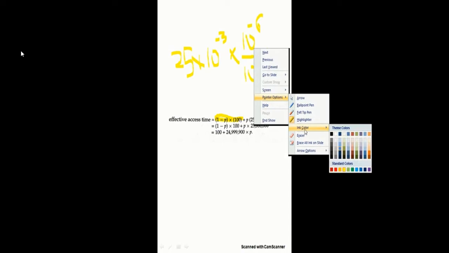Let's change the ink color to red now. You see 10 power minus 3 and 10 power minus 6. When you add, it will become 10 power minus 9. This will become nano. Correct? So same nano. But 10 power minus 6, it comes up, 6 zeros will add here. That's why I get 6 zeros here.